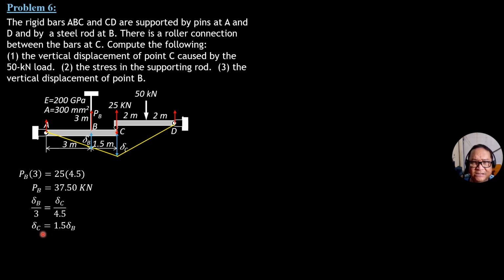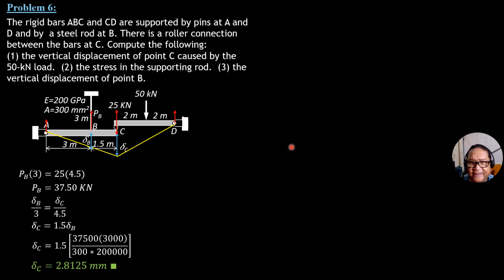Since deflection at C is equal to 1.5 times the deflection at B, the deflection at B is force in bar B times length divided by area times E. So substitute: force is 37,500 newtons, length is 3,000 mm, divided by area 300 mm square, E 200,000 megapascals. The unit of this would be mm, times 1.5. So deflection at C can now be computed: 2.8125 mm.